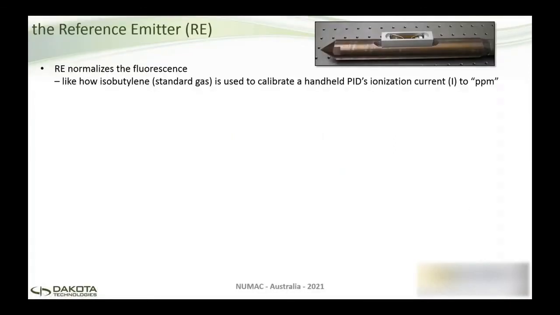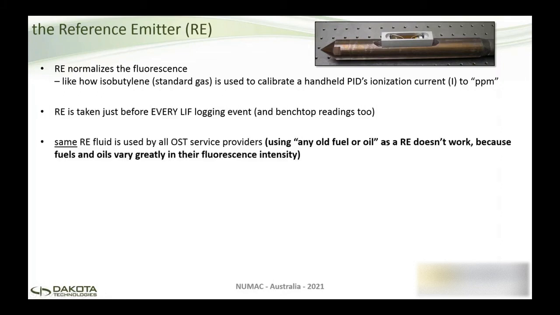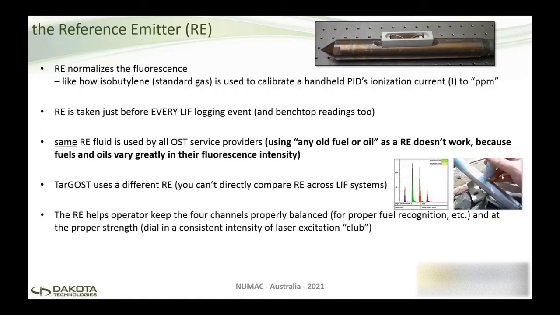It's a lot like calibrating with the isobutylene that we use to calibrate a handheld PID, and we take it right before every logging event. Any old fuel or oil that you put in a cuvette isn't going to work, because then I don't know what an RE means on a site that Jonas did. If he's using a different type of fuel, I will completely misinterpret what 100% or 300% or 12% actually means, because he's relating it to a different intensity oil or fuel. And we use different reference emitters for the different types of products.